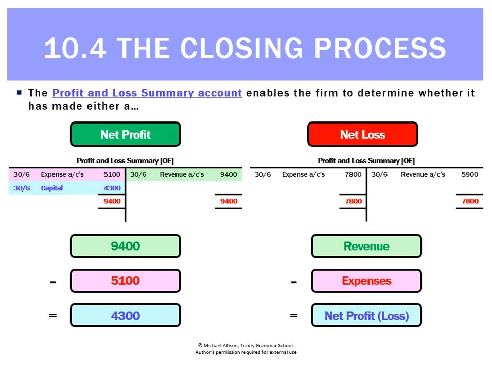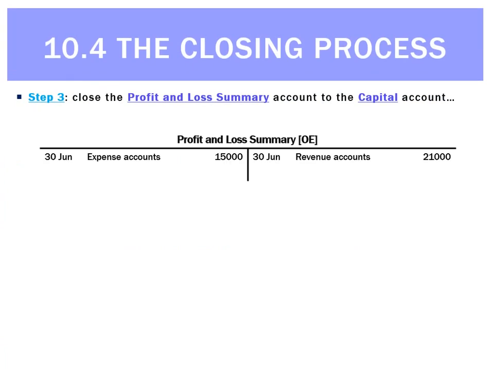Looking at the ledger on the right, we've got revenues of 5,900, expenses of 7,800. We've actually made a loss in this instance of $1,900. So we need to do a credit entry in the profit and loss summary account. So that kind of leads us into step 3, which is close the profit and loss summary account to the capital account. And what that means is at the end of the day, profit and loss summary is going to either make the owner's equity or capital account go up or down. Profits make it go up, losses make it go down.